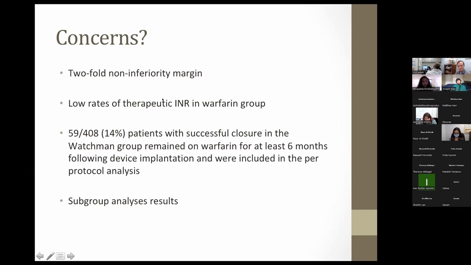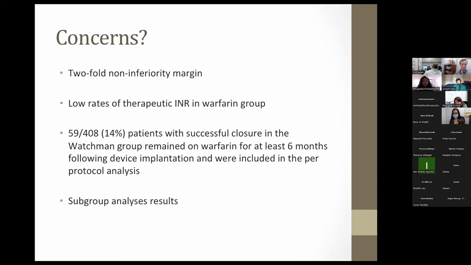So like you guys said, the twofold non-inferiority margin is definitely a concern, especially when you are unable to prove non-inferiority for ischemic stroke, which is prevention of ischemic stroke is really the key point of all of this. And so if you're not able to prove non-inferiority for that, with a twofold non-inferiority margin, it's definitely concerning. The low rates of therapeutic INR in the warfarin group is also a little bit concerning because what are you comparing against, right? So if you want something really robust to compare against, but like Frida mentioned earlier, this is probably a good realistic comparison as well of what happens in the real world.